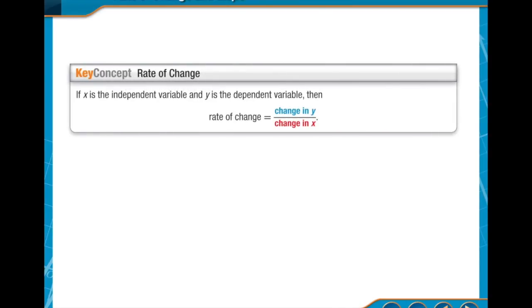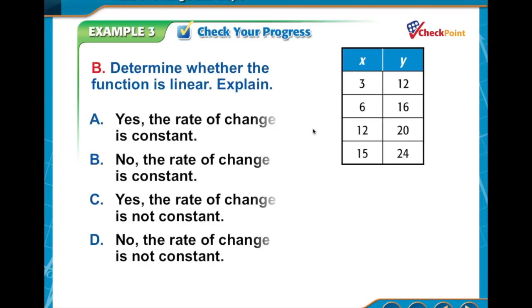It's the same vocabulary as last time. We talked about the rate of change being the change in y over the change in x. So it's always the vertical over the horizontal. Another way to think of that is rise over run. So keep that in the back of your head as we look at some of these problems.